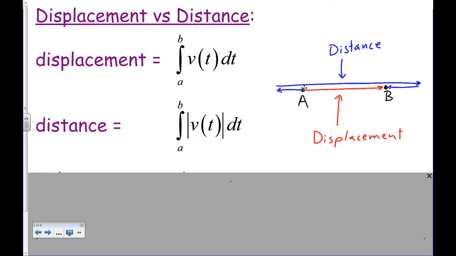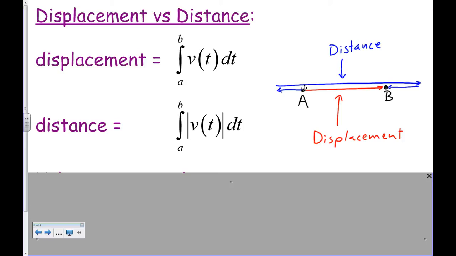So again, from what we learned way back in chapter 1, if we find the definite integral of velocity, it turns out we end up with our displacement. So the definite integral from point A to point B of our velocity function gives us displacement. On the other hand, if we find the definite integral of the absolute value of our velocity from A to B, it turns out we end up with our distance.